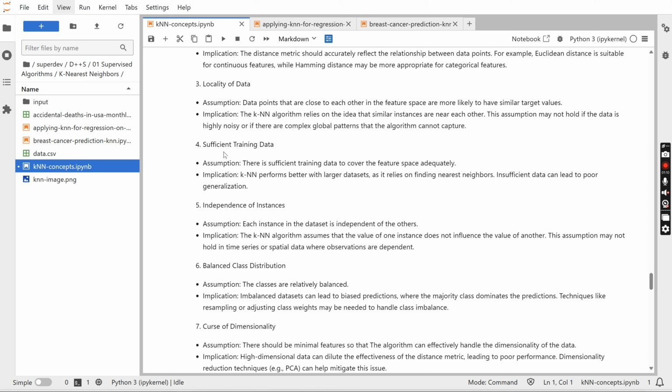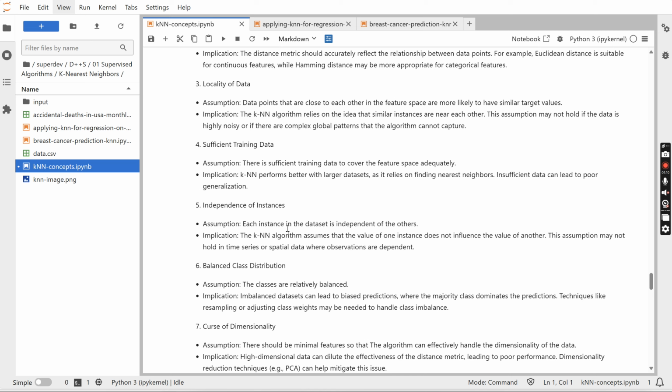Next assumption is there is sufficient training data. In order for you to use KNN, you can't have just 10 rows of data and then use KNN. It simply doesn't work that way. You need sufficient data to cover the feature space. KNN performs better on large data sets. Insufficient data will not give you the correct decision boundary. So that is another assumption.